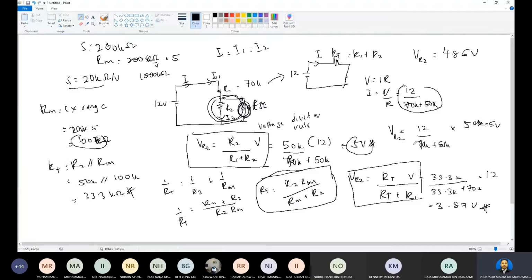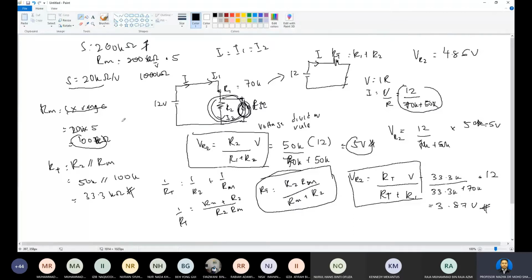Alright, if the sensitivity is 200 kilo ohm per volt. Okay, this one is 200. The same steps as part B. First, calculate the RM. This is the formula for RM: sensitivity multiplied by range. And then after you get the range, the meter will be connected here.